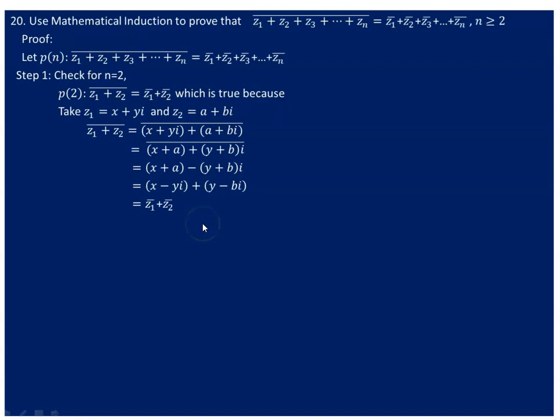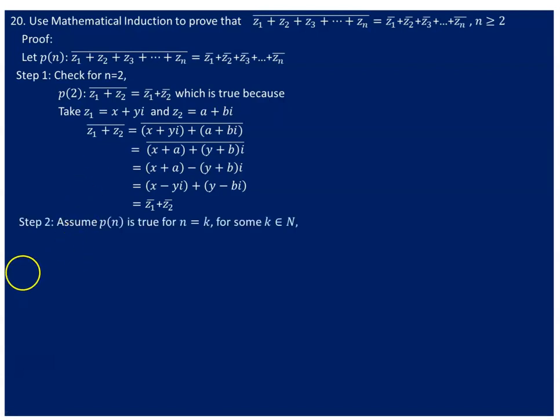If step 1 is satisfied, according to the principle of mathematical induction, we have to go to the next steps. Remember, students, if in step 1 some wrong condition were obtained, we could have stopped here. But since step 1 is right, we can proceed to the next steps in the principle of mathematical induction. So let's go to step 2.